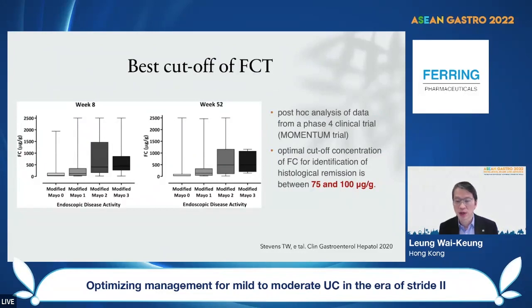So this is a very recent post hoc analysis of a study using 5-ASA for clinical induction of patients with ulcerative colitis. They found that the optimal cutoff concentration for histological remission is probably between 75 and 100 for fecal calprotectin. So if you can achieve that, you're very likely to have, in addition to endoscopic remission, also histological remission.